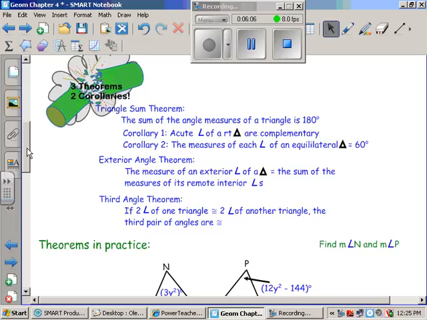The first one, the triangle sum theorem, you already told me. The triangle sum theorem just says that the 3 angles inside a triangle equal 180 if you add them up. That's all it says. The sum of all the angles inside a triangle equals 180.